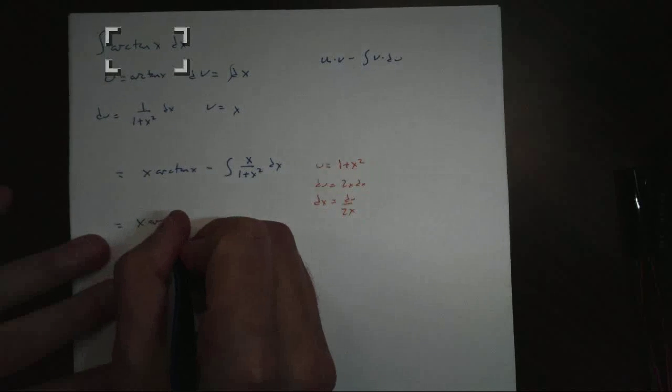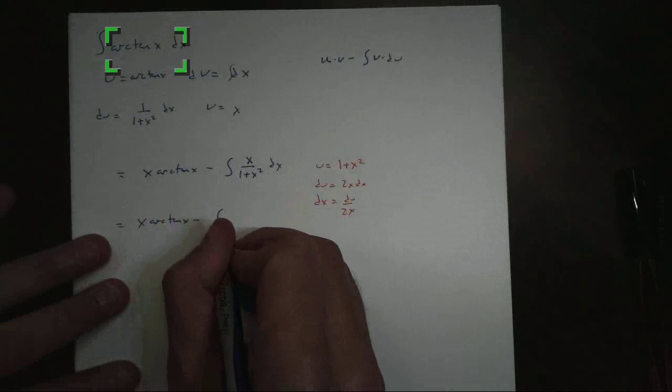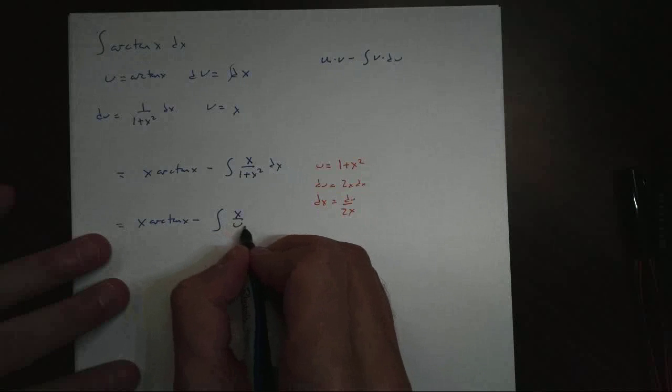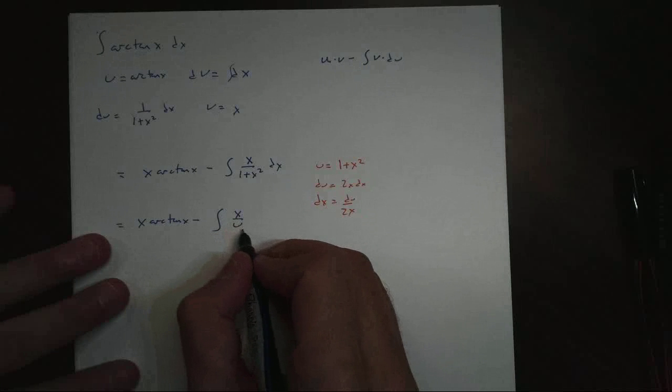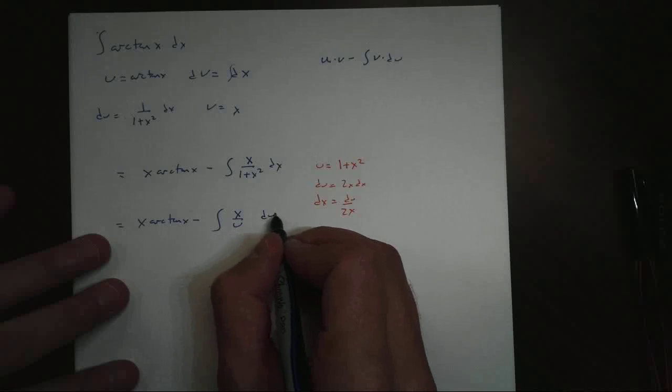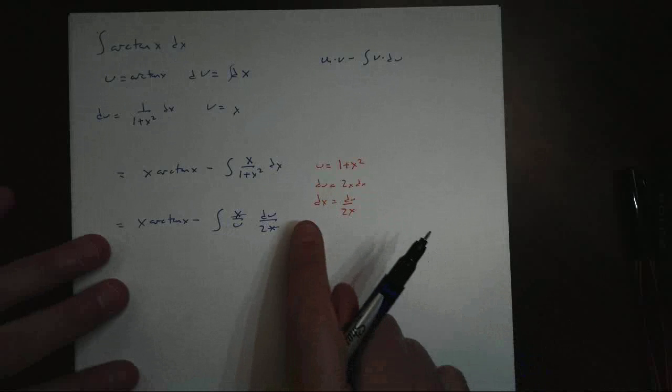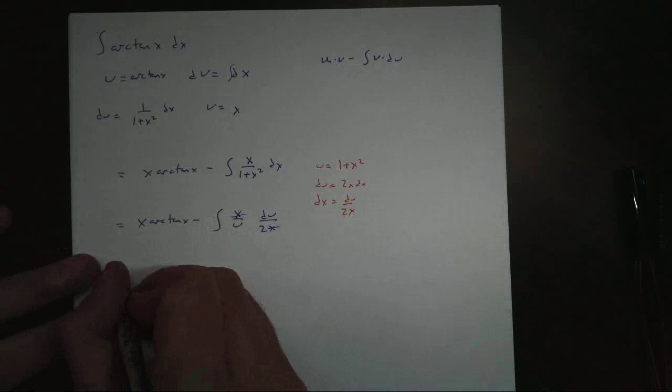X arctangent of x minus the antiderivative. If I plug this in, I get x over u. And look, your x is over u. Get over it. Ha ha ha. Du over 2x, and those x's cancel. And I should be able to go straight to my answer from here.